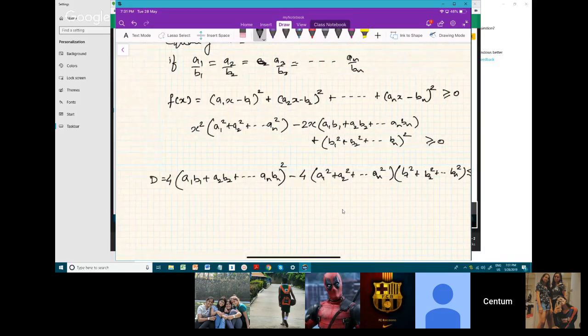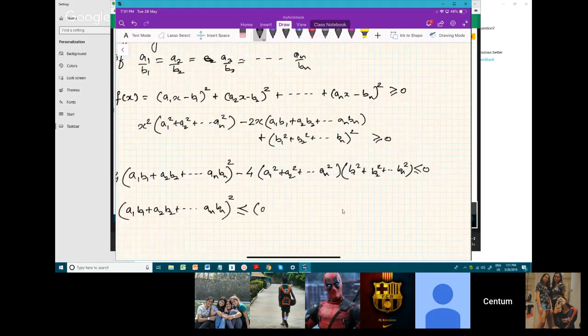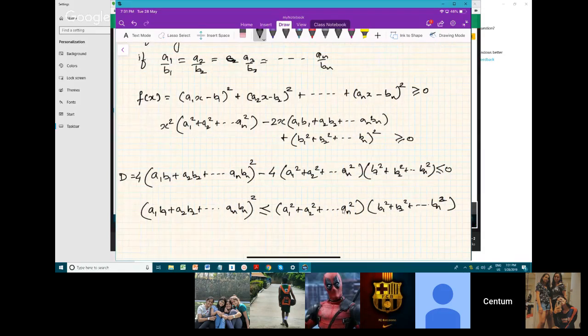What is the theorem now? So hence (a1b1 plus a2b2 plus dot dot dot anbn) whole square is less than or equal to (a1 square plus a2 square plus dot dot dot an square) times (b1 square plus b2 square plus dot dot dot bn square). Okay, so this proves the theorem.